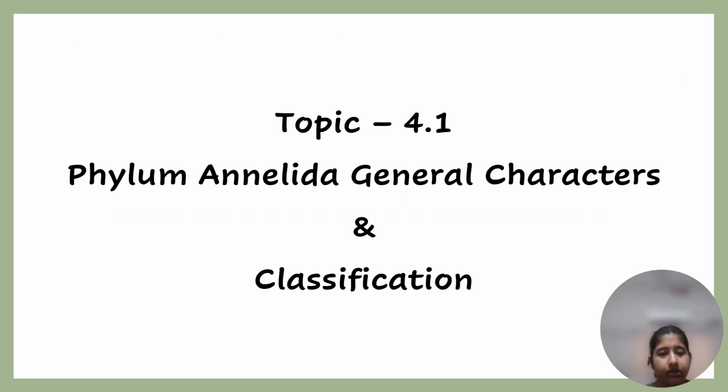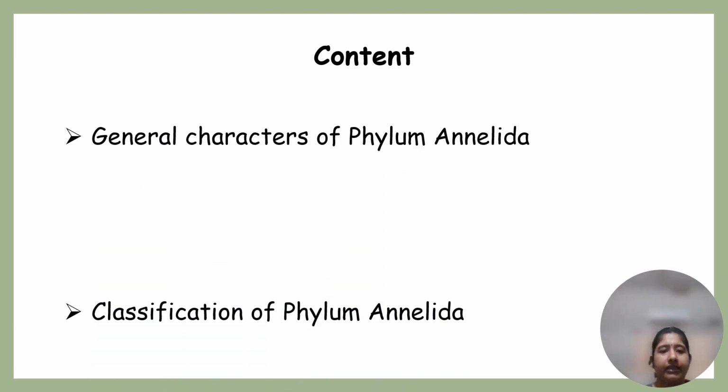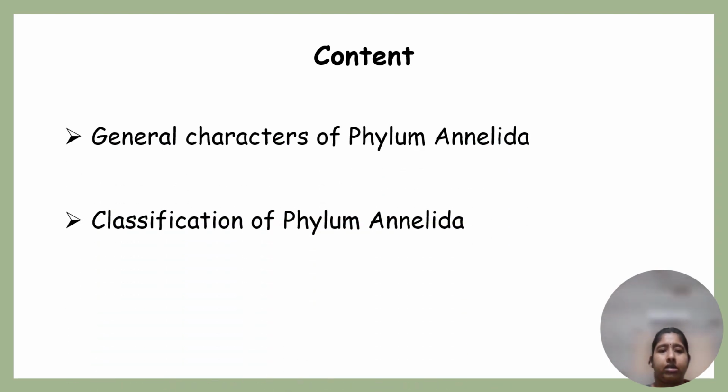As a part of this, we are discussing unit number 4, where we're going to talk about the two phyla, that is phylum Annelida and phylum Arthropoda. In this topic 4.1, we're going to discuss phylum Annelida, its general characteristics and classification. The content includes the general characters of phylum Annelida followed by the classification of phylum Annelida.